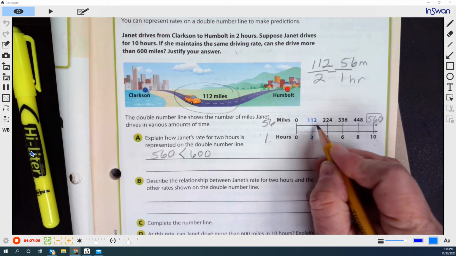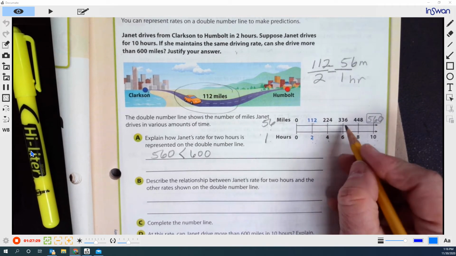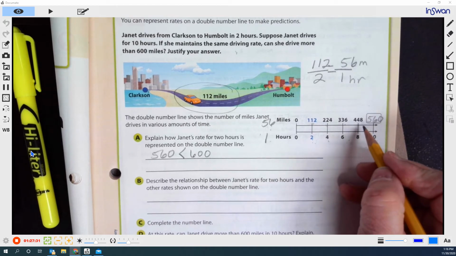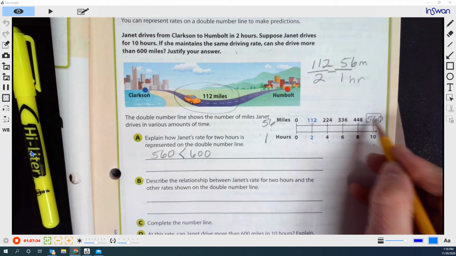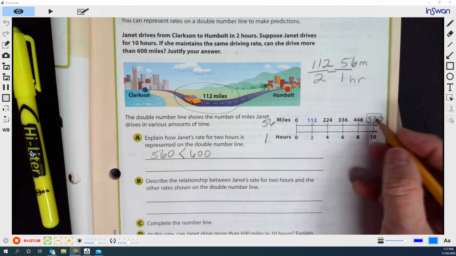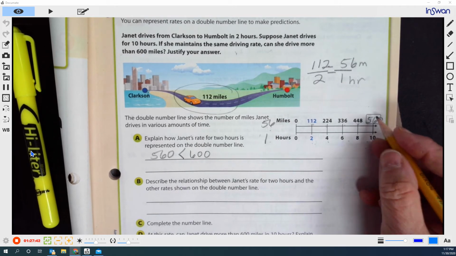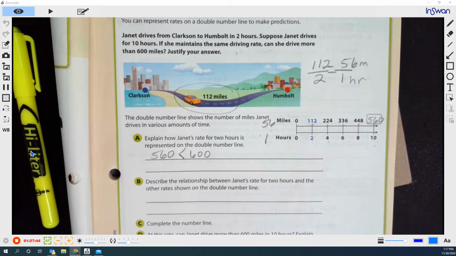2 times 2 is 4. 112 times 2 is 224. And so on. Times 3, times 3, times 4, times 4, times 5, times 5. So those are all equivalent ratios. It would take her at least 11 hours to go the 600 miles.